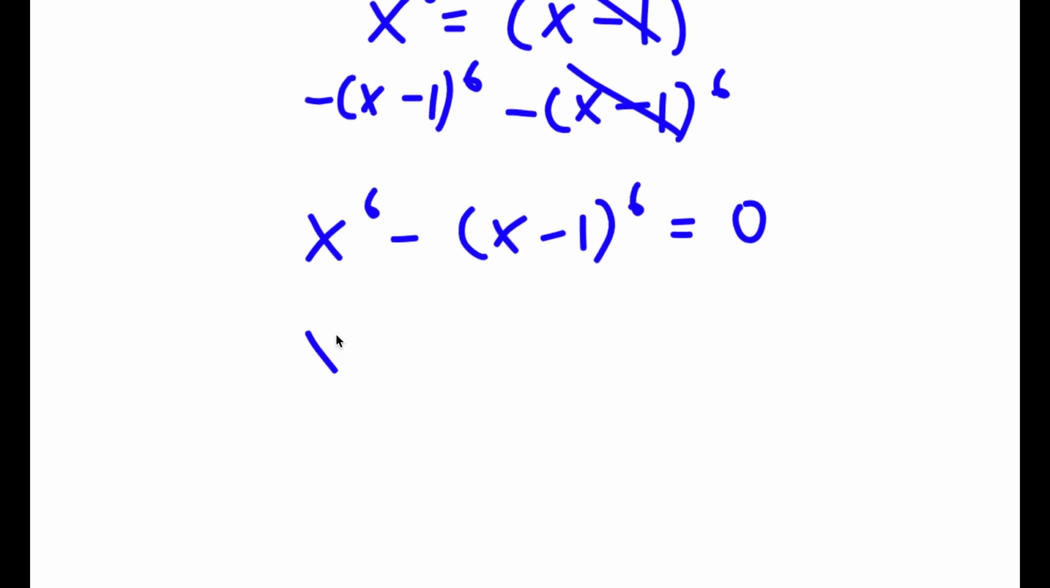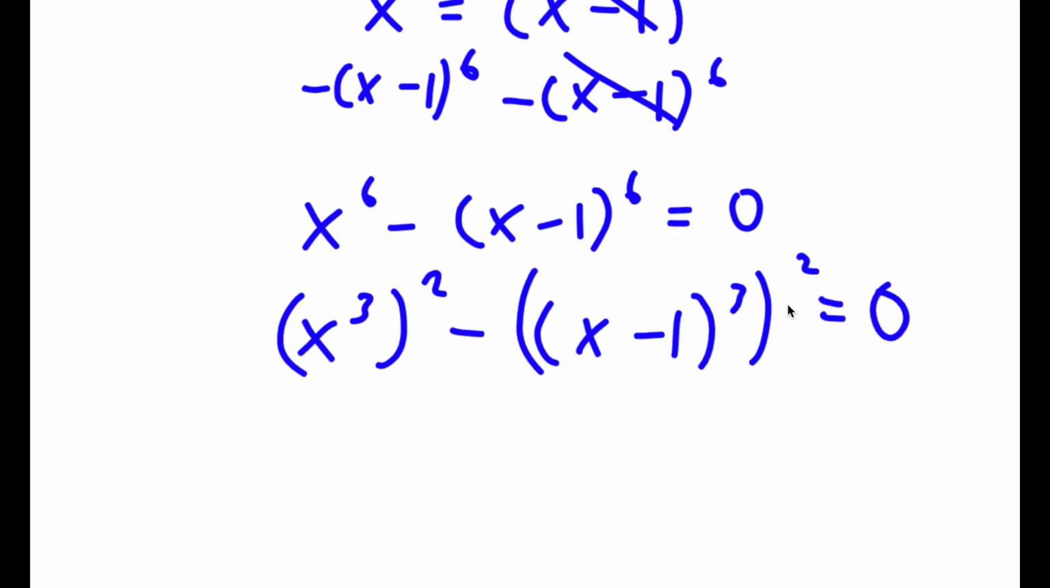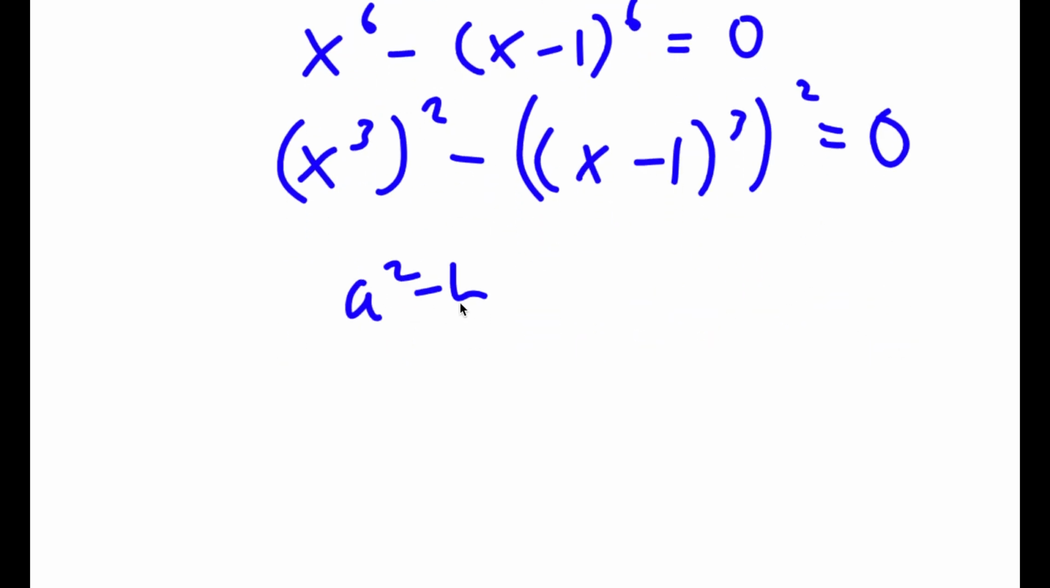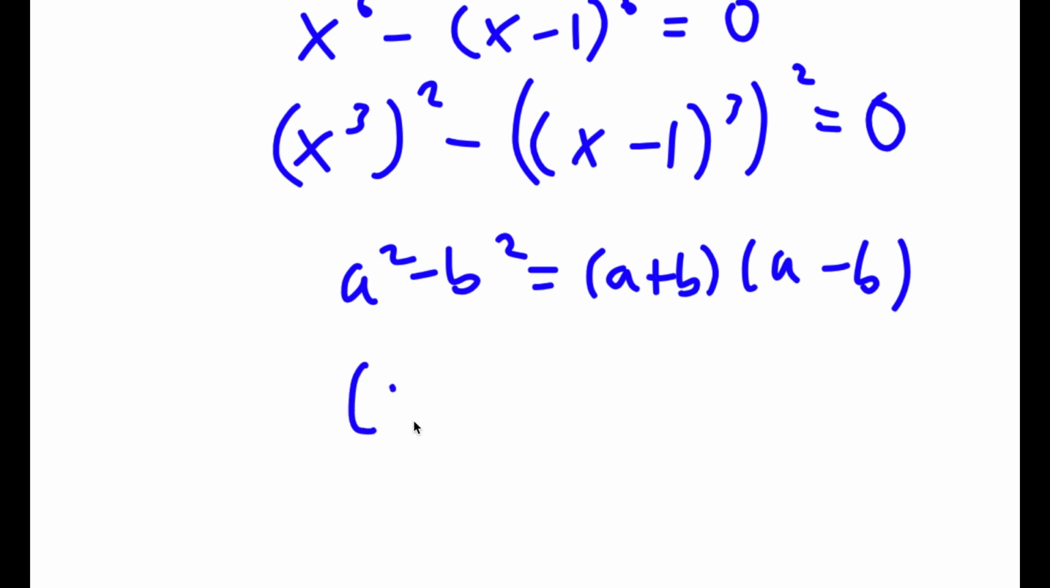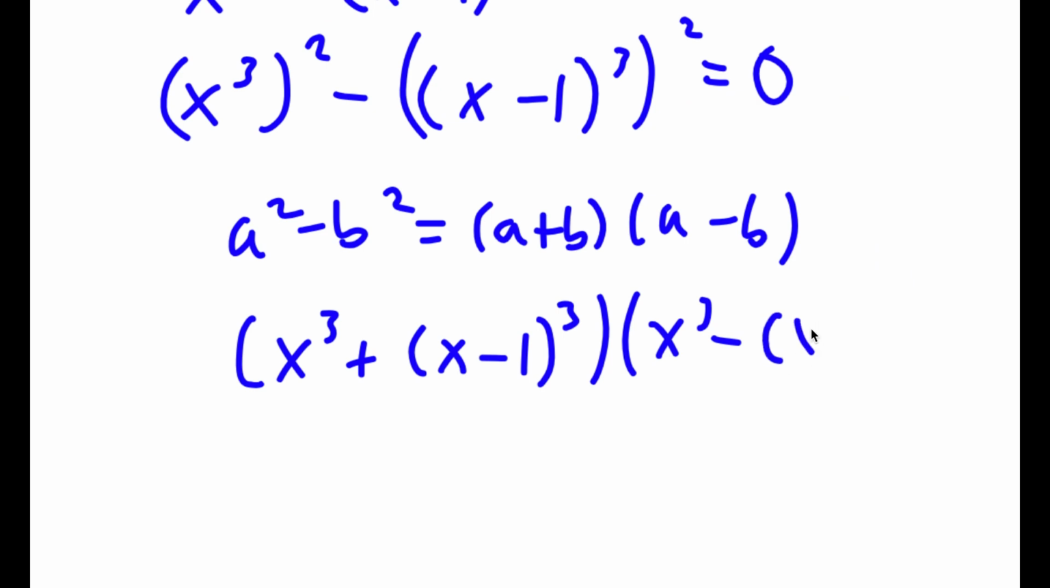Now x to the power of 6 is the same thing as x to the power of 3, to the power of 2, and x minus 1 to the power of 6 is the same thing as x minus 1 to the power of 3, to the power of 2. Now if I have something in the form a squared minus b squared, this is equal to a plus b times a minus b. So this is going to equal x to the power of 3 plus x minus 1 to the power of 3, times x to the power of 3 minus x minus 1 to the power of 3, which is equal to 0.